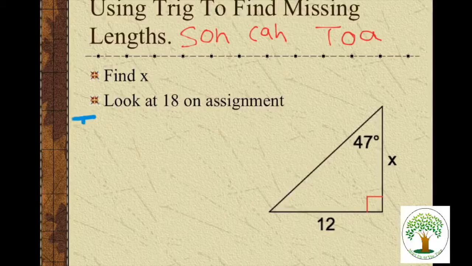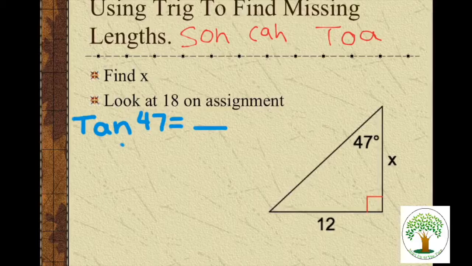Whenever we write sine or cosine or tangent, afterwards we write an angle measure right there. What angle measure goes in there right now? 47. Yes. And sine, cosine, and tangents are always fractions. It's something over something. Tangent, as we wrote up here, is opposite over adjacent. Which one's the opposite and which one's the adjacent? 12 over x. That is correct.